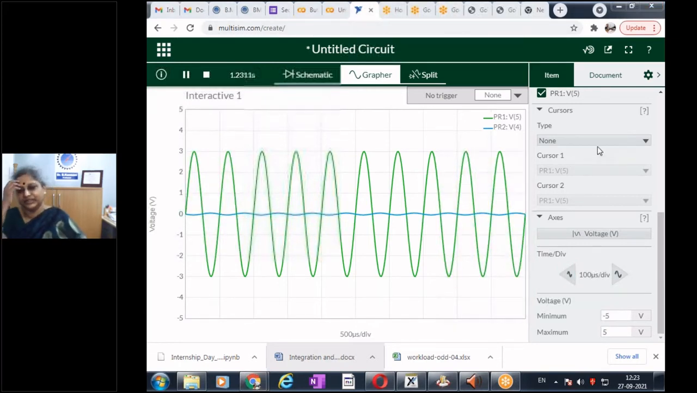I made it 10 kilohertz. 10 kilohertz is in my cutoff range. And look at the output. My input is 3 volts. What is my output?